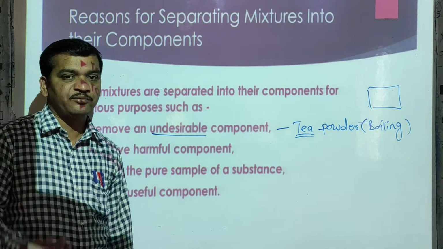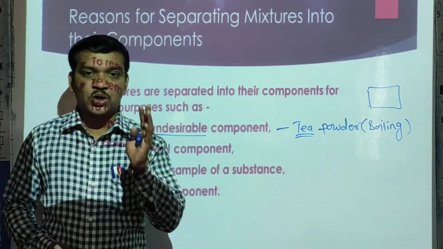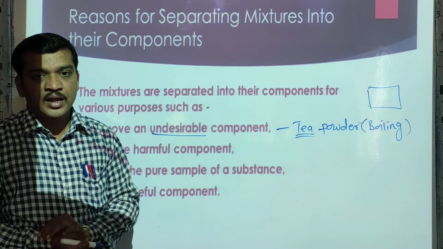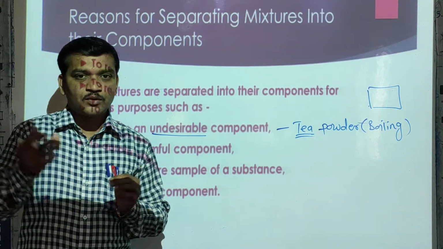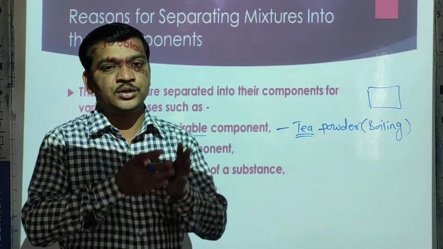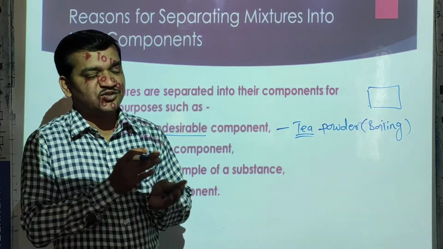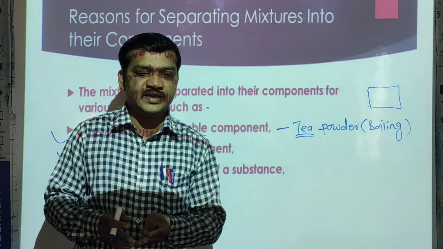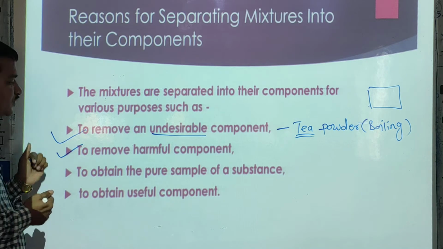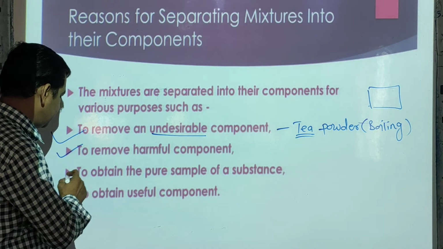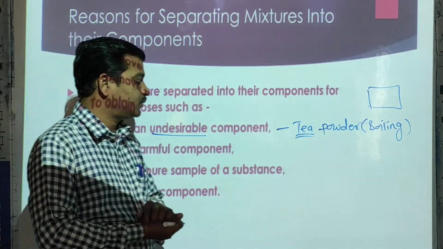Sometimes we go to the market and we buy wheat, jowar, rice, yes or no? And when we come home, we open the bag and we see small stones and insects are there. So these small stones and insects are the harmful components that we want to remove. Okay, so next, to obtain the pure sample of a substance.